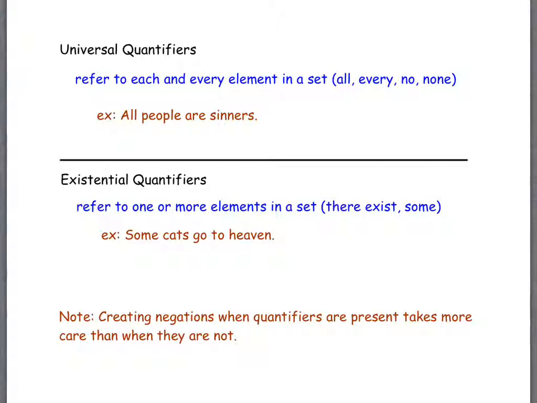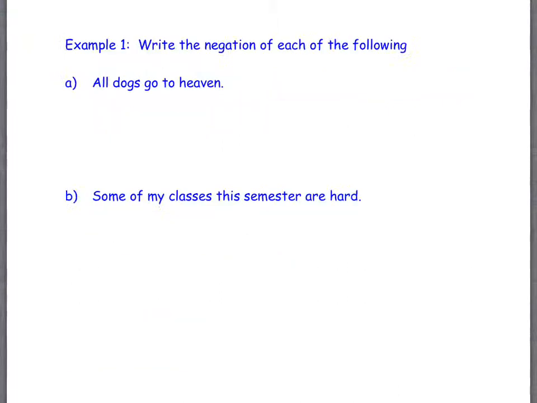All right, so here's the kicker about these. Universal quantifiers and existential quantifiers make life difficult when you're creating negations. So you've got to know how to deal with them properly in order to get negations done correctly when you've got those existential, there exists, some, or the universal, all, or every, or none. You've got to figure out how to deal with those. So let's talk about how we create those negations when we have those kinds of quantifiers.